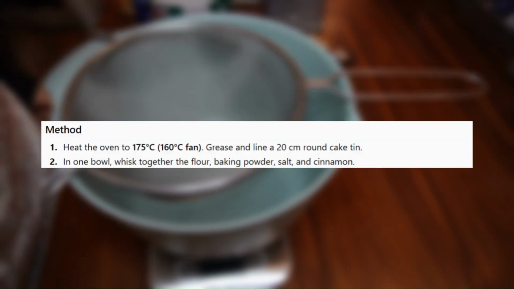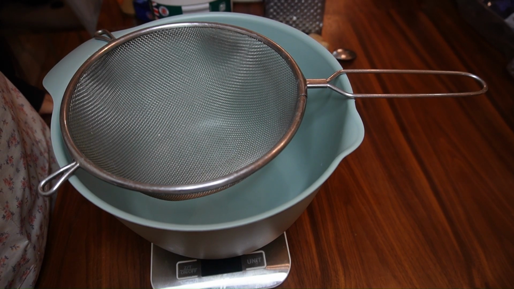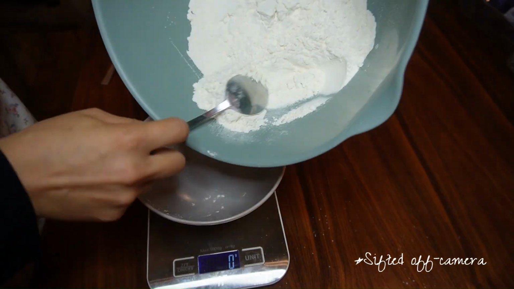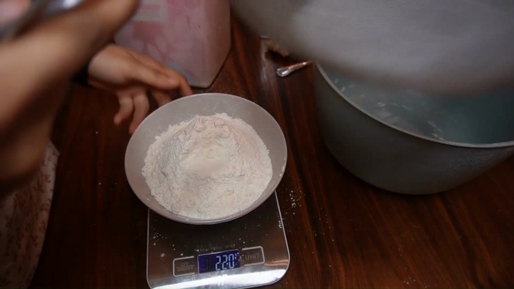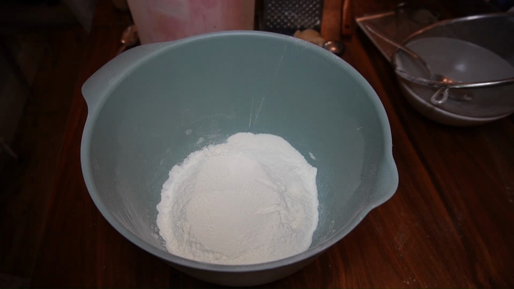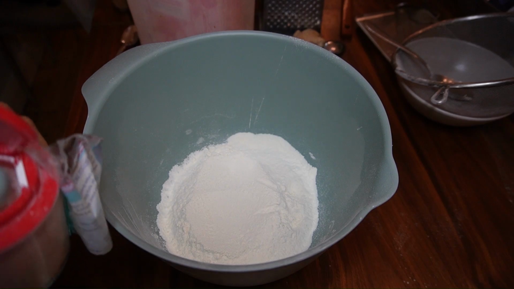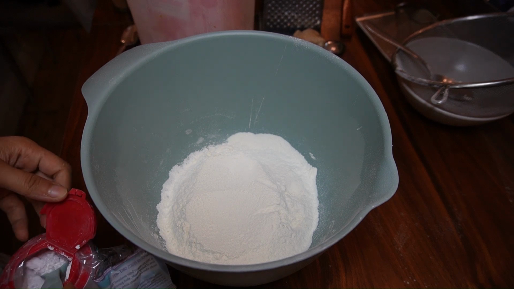So I've already preheated the oven to 175 degrees, and the first thing we need to do after that is, it says whisk together the flour, baking powder, salt and cinnamon. So I'm just going to measure 220 grams of plain flour. Okay, we need to add 2 teaspoons of baking powder. So I'm just measuring in half a teaspoon measurements, so I'm going to use 4 of them.